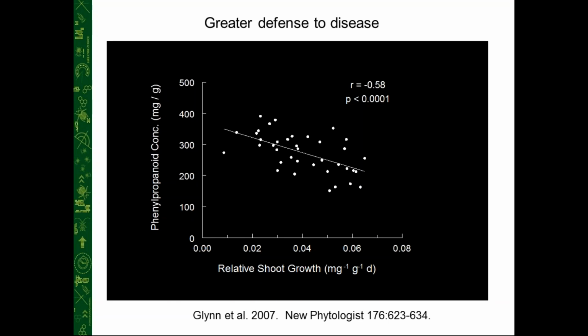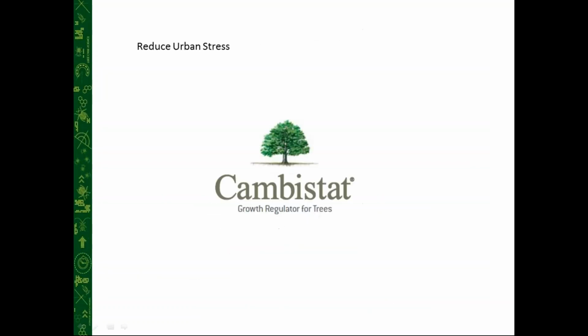And again, going back to this idea of growth control being positive, what this chart from Dr. Glenn is showing us is that we have on our left axis the amount of this particular phytodefense compound, and on our lower axis, relative shoot growth. What this shows us is that the slower the plant is growing, the more it's able to produce defense compounds, versus the faster a plant is growing, the fewer resources are being put into these defense compounds. So if we can artificially ask the plant to not grow as quickly by using Camistat, the plant's going to be able to reinvest those resources into these defense compounds, which is going to make it more resistant to these diseases.